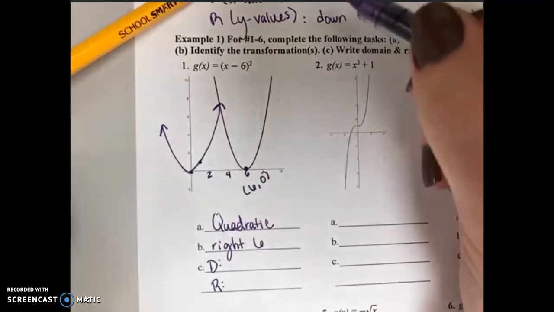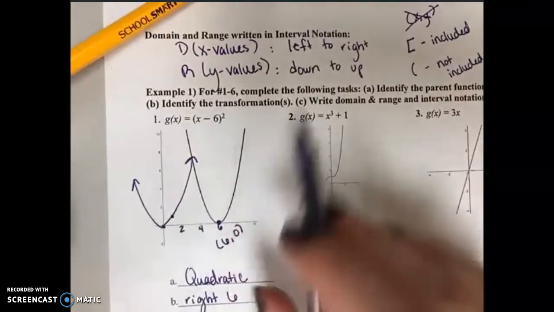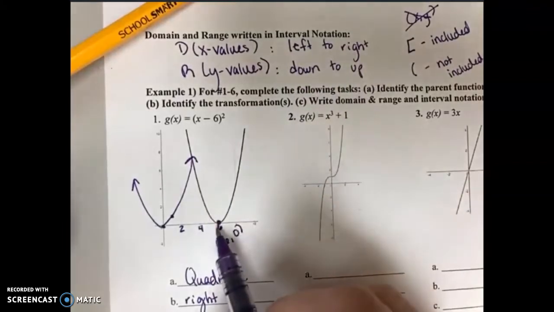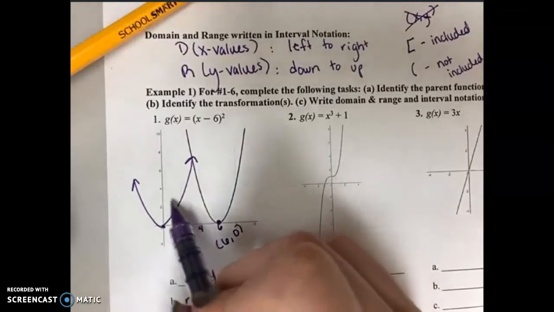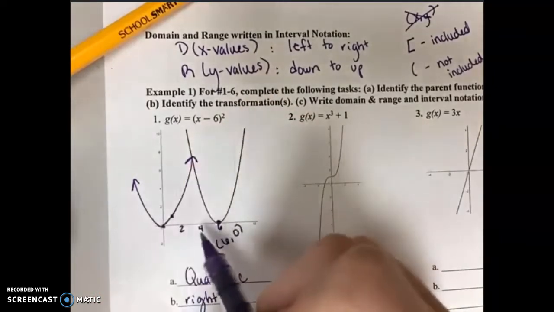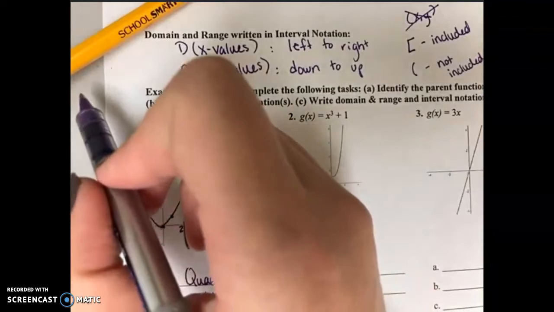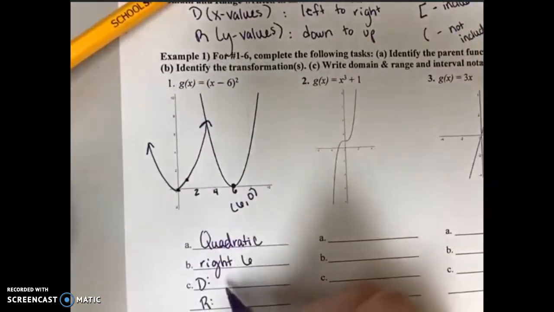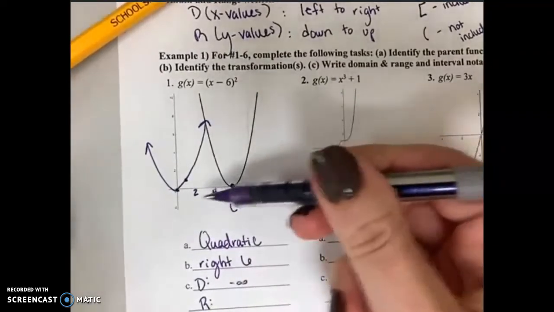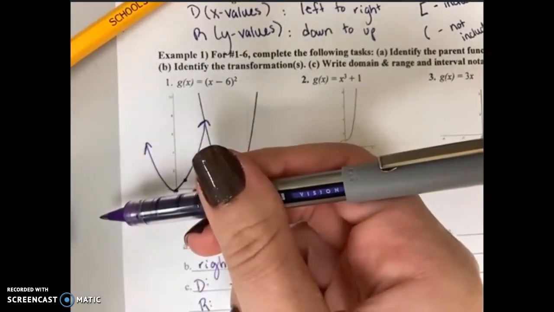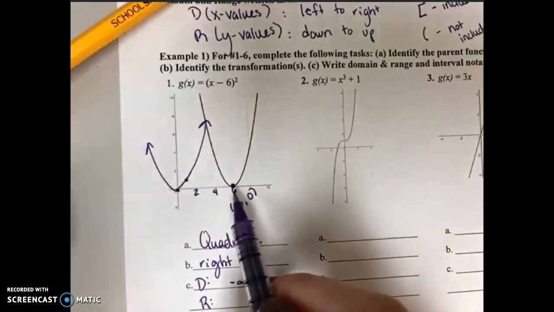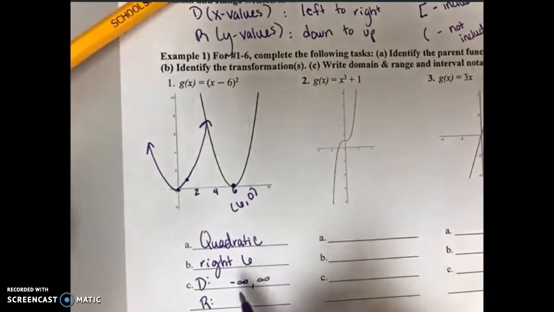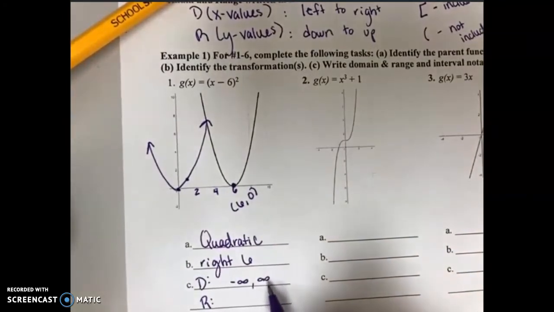Now, when I'm writing domain, we want to look at the left side of the graph and then compare it to the right side of the graph. So as this function moves to the left, it's always going to be defined. This parabola is going to keep going and going and going. So it's going to keep going towards negative infinity. The right side of the graph will go towards positive infinity. So we're going from negative infinity to positive infinity.